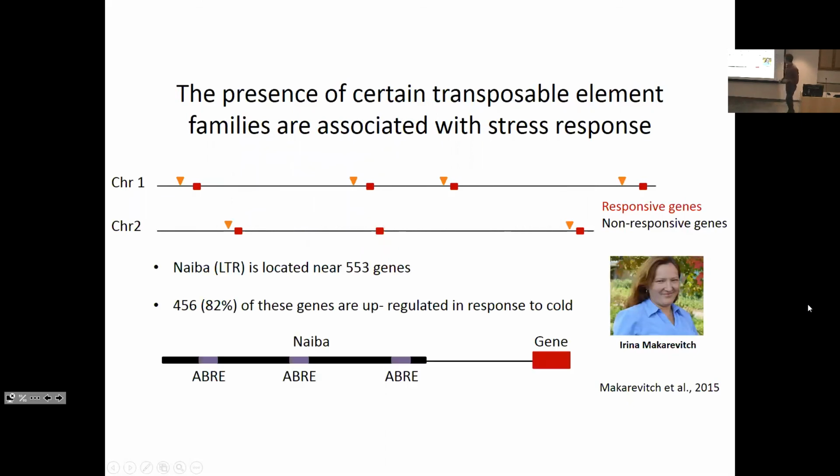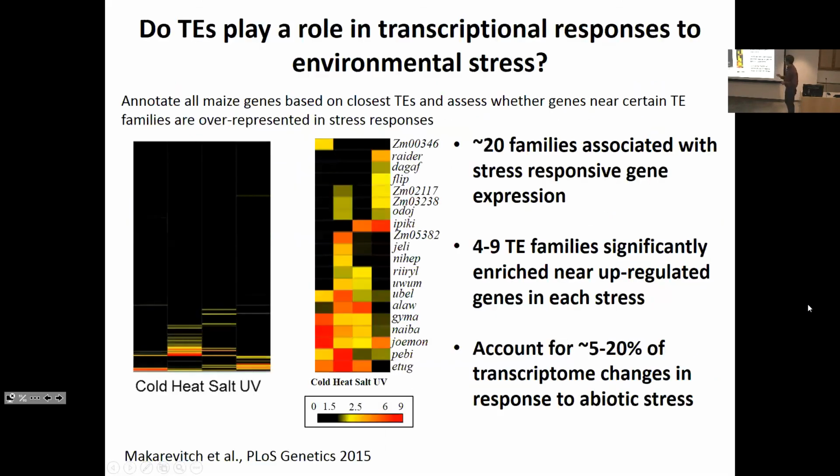Irina Makarevich did this, and what we find is basically there's about 20 families of transposons that are significantly associated with whether or not genes nearby are upregulated in response to particular stresses. So the idea is that as this transposon moves, it can create a new regulatory response for a gene.